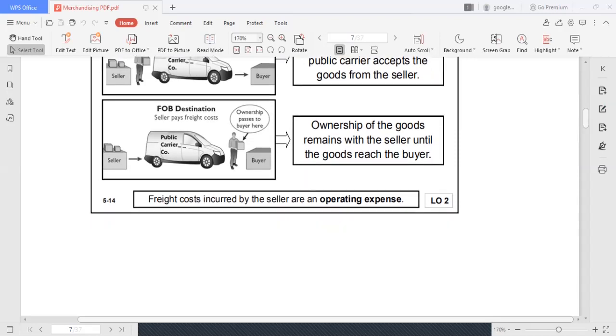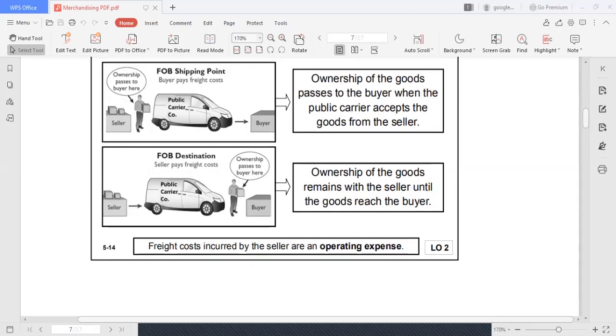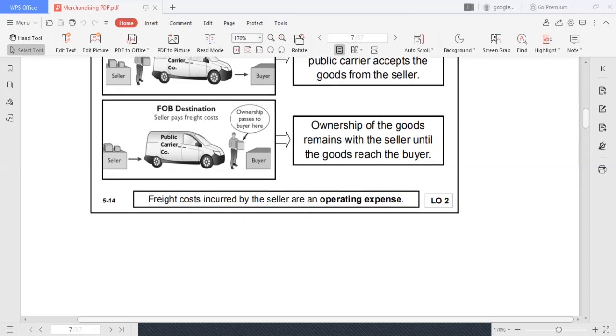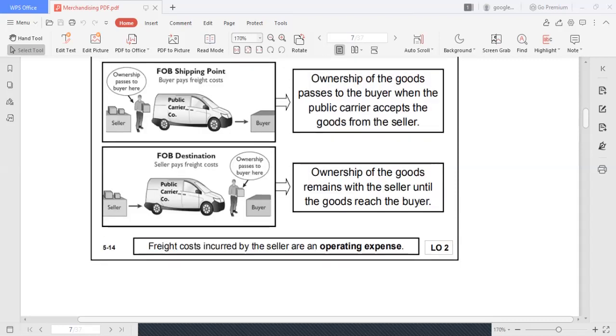Freight costs incurred by the seller are an operating expense. Freight cost na ang buyer ang nagbayad will be part of the inventory. So, in this case, dahil buyer po ang nagbabayad ng freight cost, ang tawag dun sa transportation na yon ay transportation in. In this case, dahil seller po ang kailangan magbayad ng freight cost, ang tawag sa kanya ay transportation out. Transportation in is part of the inventory. Transportation out is part of operating expenses.